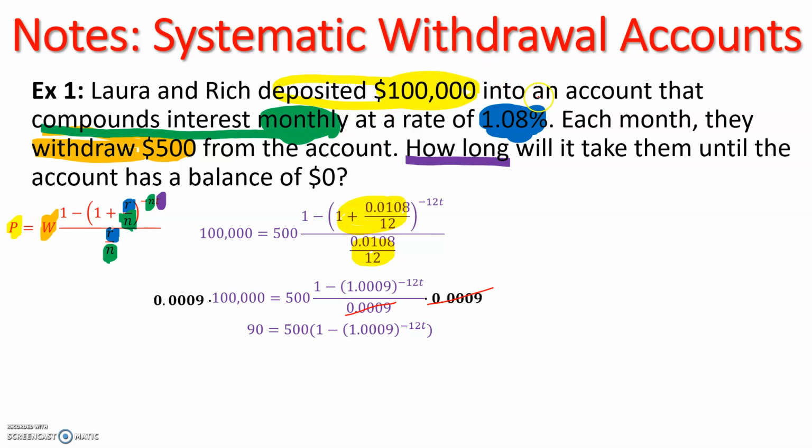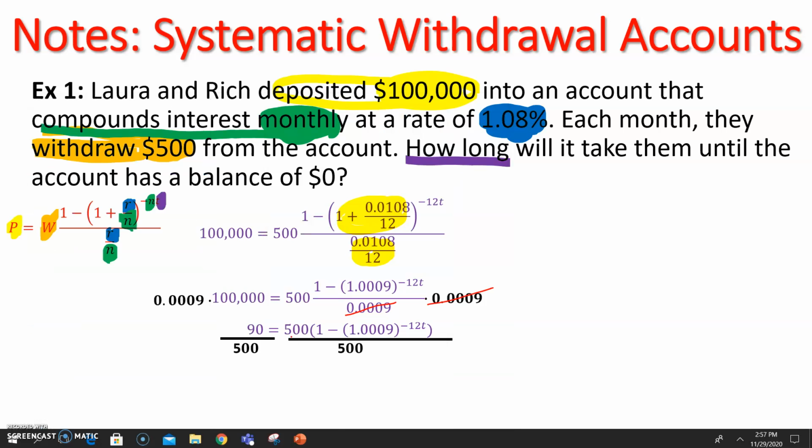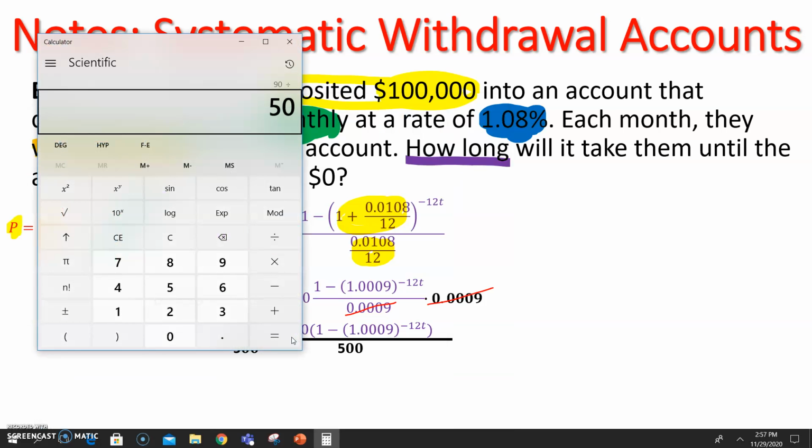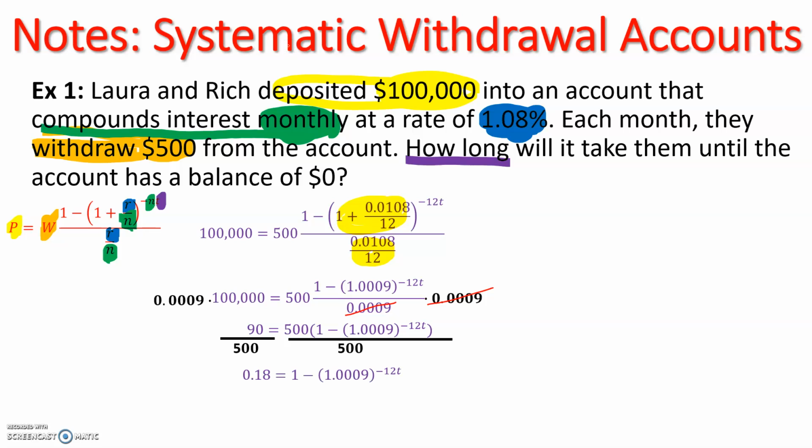Now I see that I have here this times 500, and I want to get rid of that. So I'm going to divide both sides by 500. Now let's go ahead and calculate 90 divided by 500, and that gives me 0.18. So this simplifies to 0.18 is equal to 1 minus 1.0009 to the power of negative 12t. Now I want to remove this 1, so I'm going to subtract 1 from both sides.